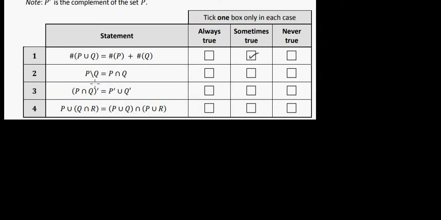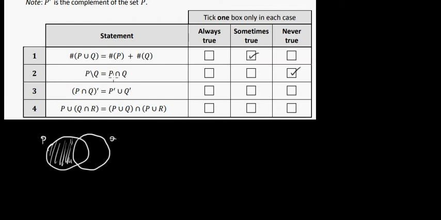So let's have a look at part 2 here. We have P less Q is equal to P intersection Q. This is actually never true. So if you have P and Q, we want P less Q. P less Q is going to be this area here: everything in P, but take out Q.